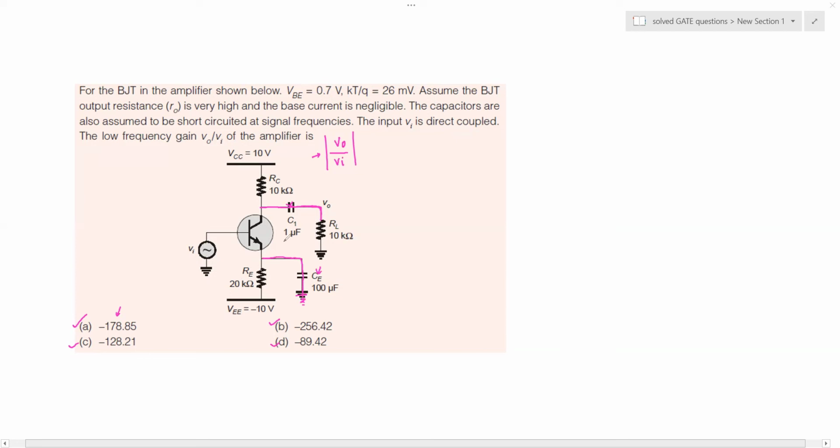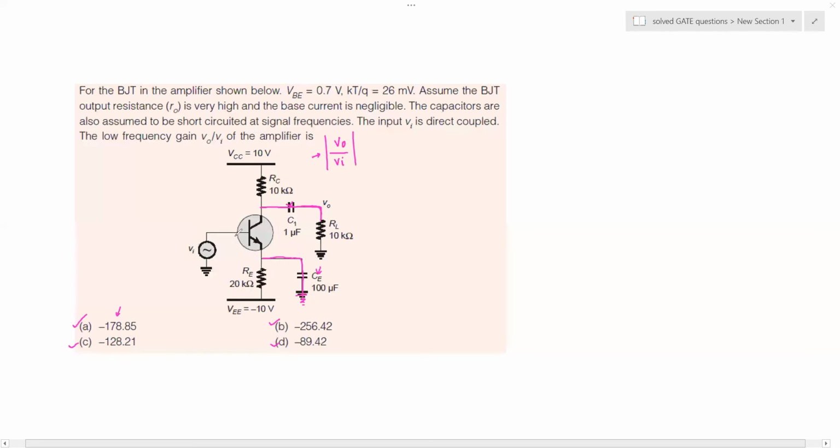Now, if you do the DC analysis of this circuit, we can look at the input side of the circuit first. The input side of the circuit is this side, and the output side of the circuit is this side. So we want to find the answer using some quick analysis method. What we can do is apply Kirchhoff's voltage law to this input loop. So let me write here.